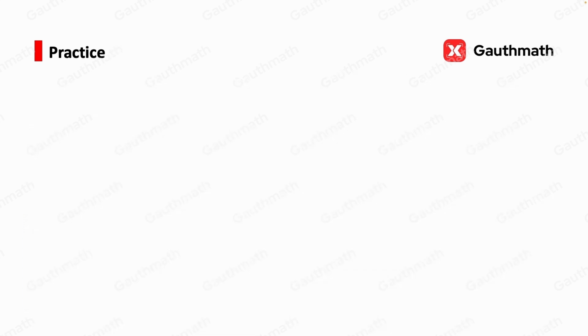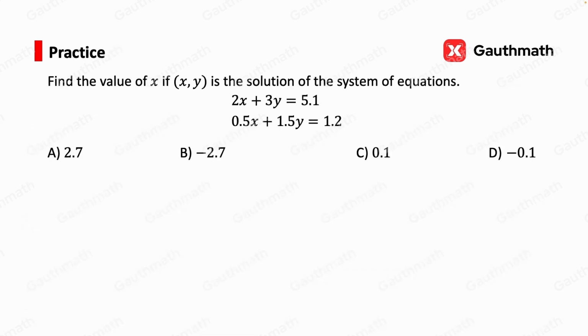So, one more practice question. Find the value of y if x, y is the solution of the system of equations 2x plus 3y equals 5.1, 0.5x plus 1.5y equals 1.2. Read the question again. We need to find the value of y. So that means eliminating x is a good idea. So let's do it by linear combination.